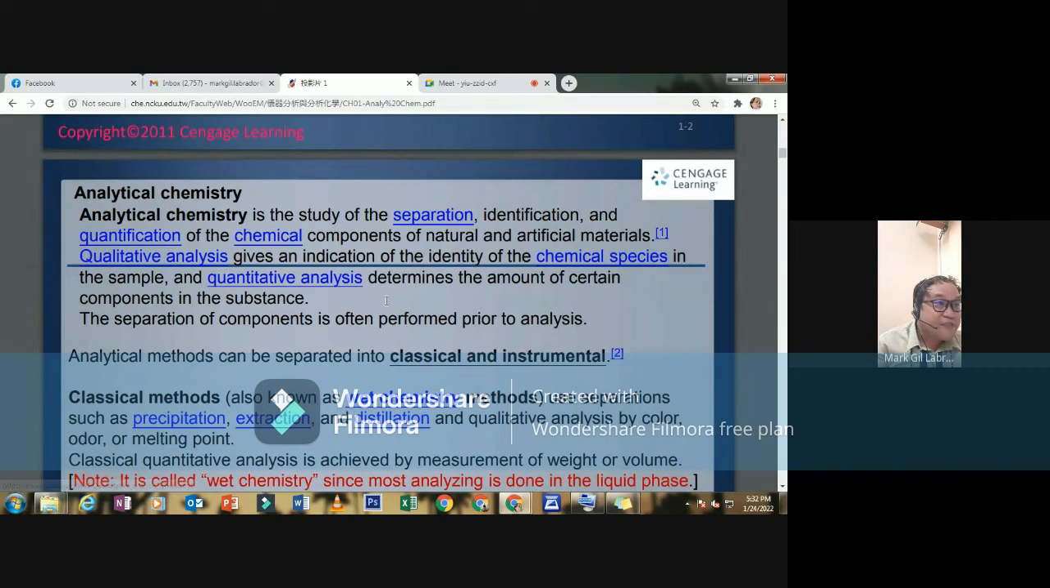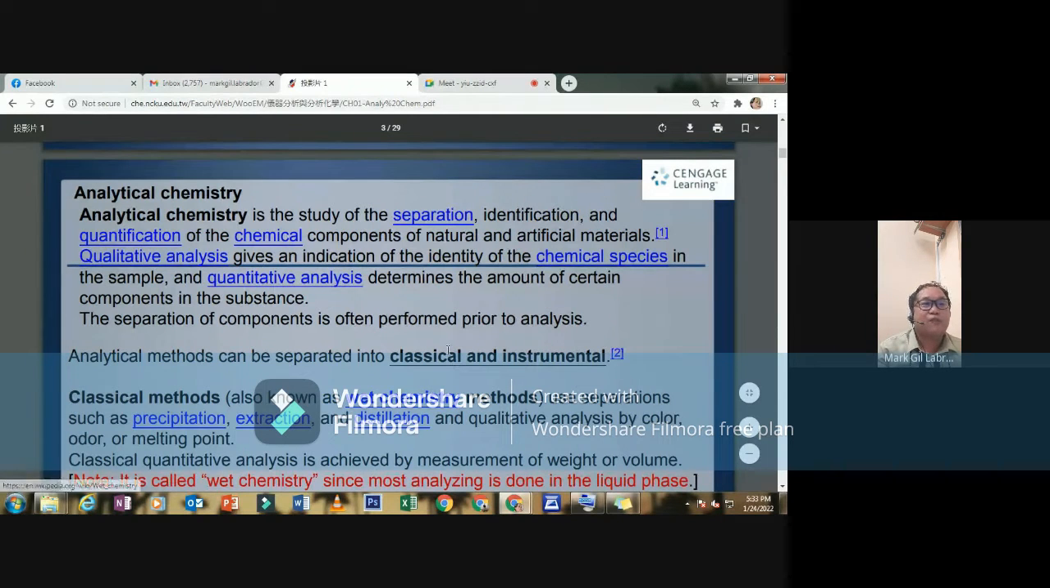For quantitative naman, it determines the amount. May amount talaga of certain components in the substances. So, for example, measurement, we use numbers, 0.98, yung mga ganon. So, the separation of components is often performed prior to analysis. So usually, again, it is said that separation of components is often performed. Mas nauna siya prior to analysis.